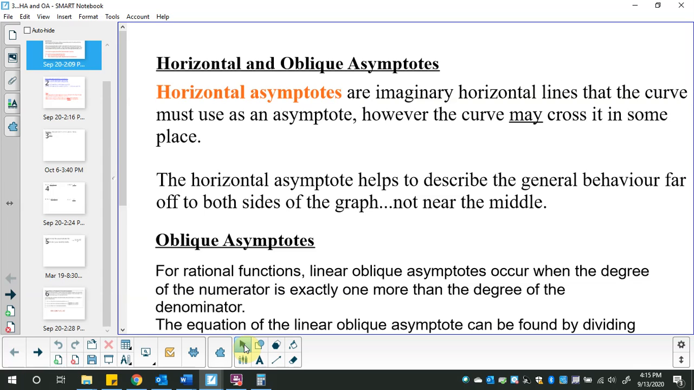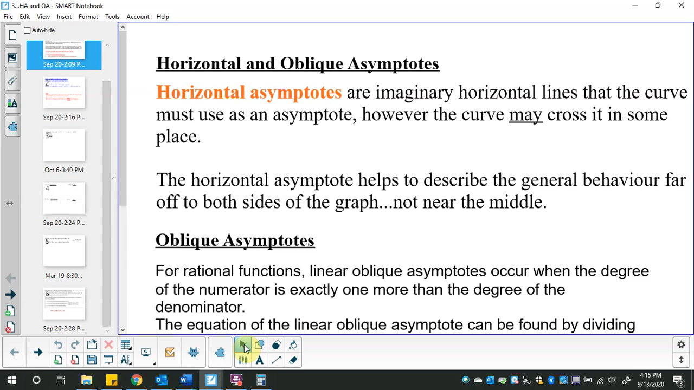So horizontal asymptotes are imaginary horizontal lines, so dashed when drawn. I'm going to keep using green. They're imaginary horizontal lines that the curve must use as an asymptote. That means that your curve gets closer and closer and closer to the asymptote, but it isn't going to touch it out on the edges.